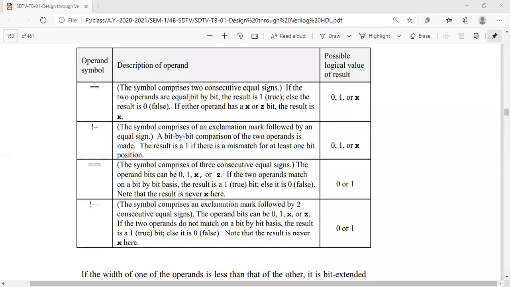If both the bits are equal, then the result will be 1. Else the result will be 0. And if either operand is x or z, then the result will be x only.